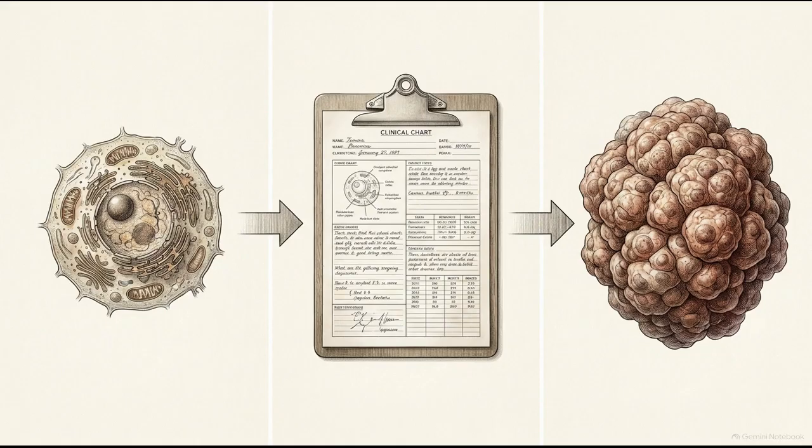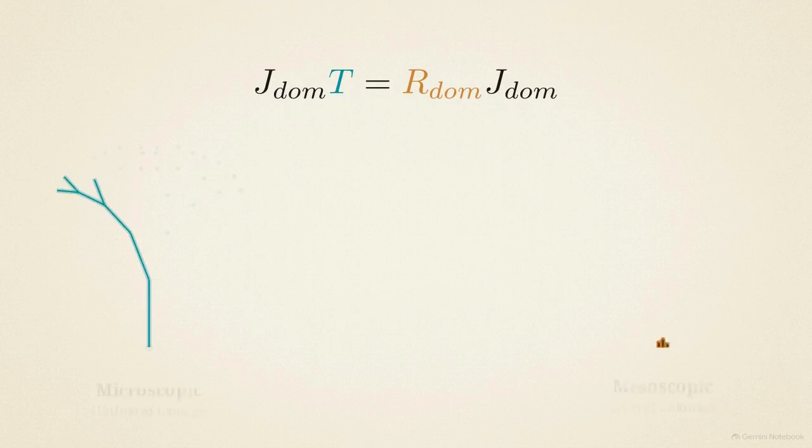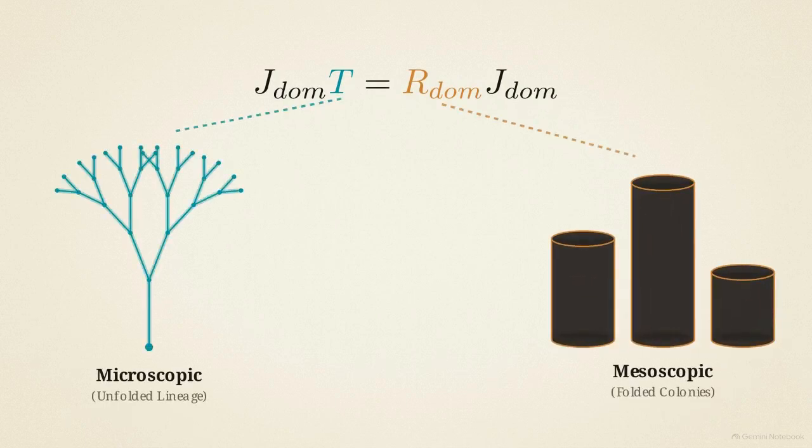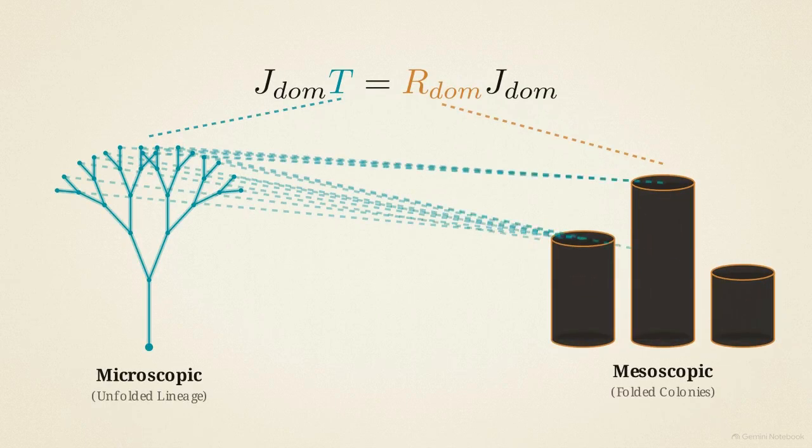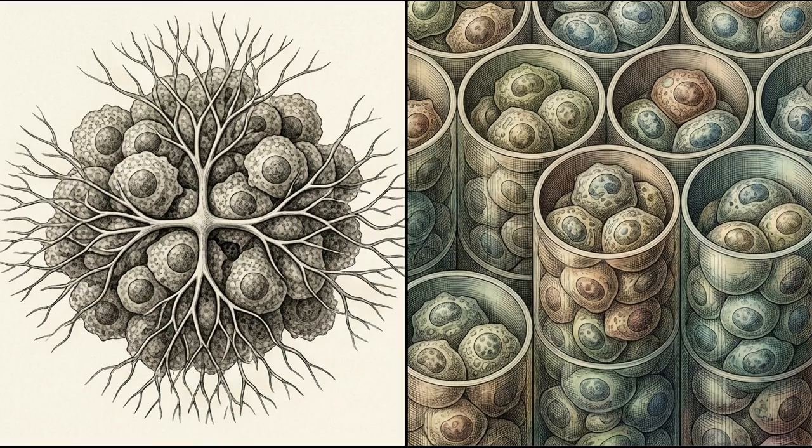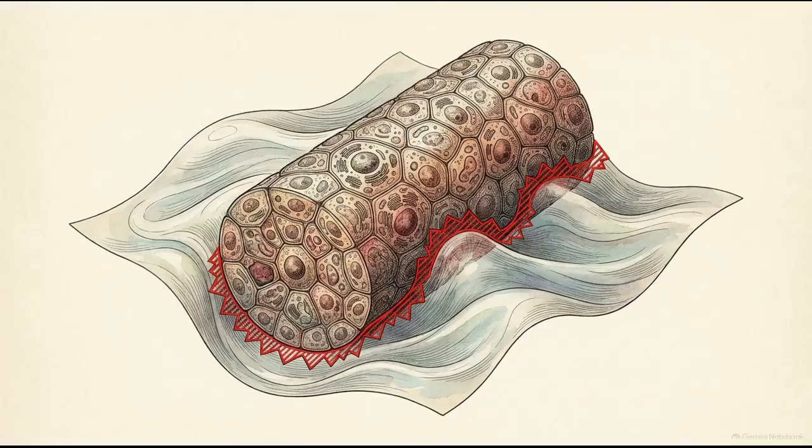tumor mass. This equation, JDOM-T equals RDOM-JDOM, establishes the transition between the microscopic and mesoscopic levels as a mathematical isomorphism. This intertwining relation means that unfolded coordinates and folded cylinders represent the same biological reality. The conflict arises when transitioning from folded counting to macroscopic density, where counting metrics and continuous volume representations diverge.